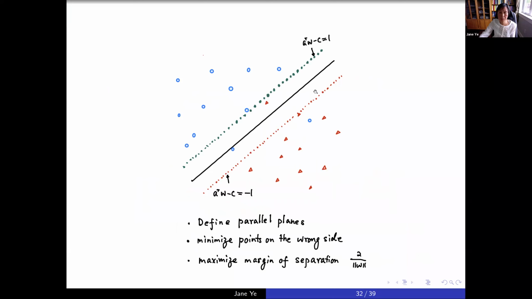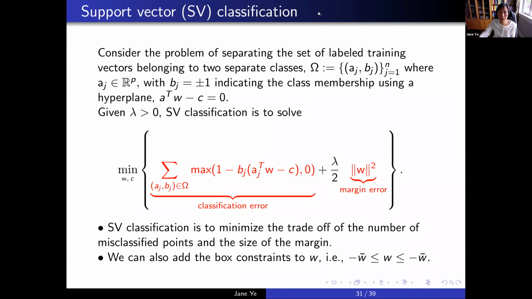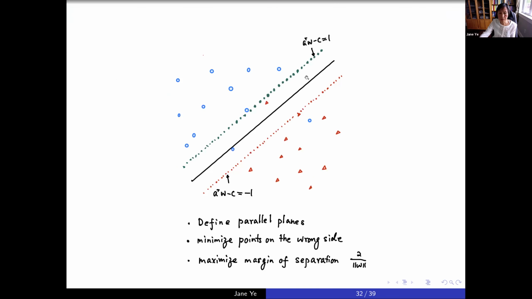And you try to separate these two kinds of points using a hyperplane. The classification is to try to minimize the trade-off of the number of misclassified points and the size of the margin. And you can also add the box constraints, right? So here we want to find these two parallel lines so that we minimize points on the wrong side and maximize the margin of the separation.